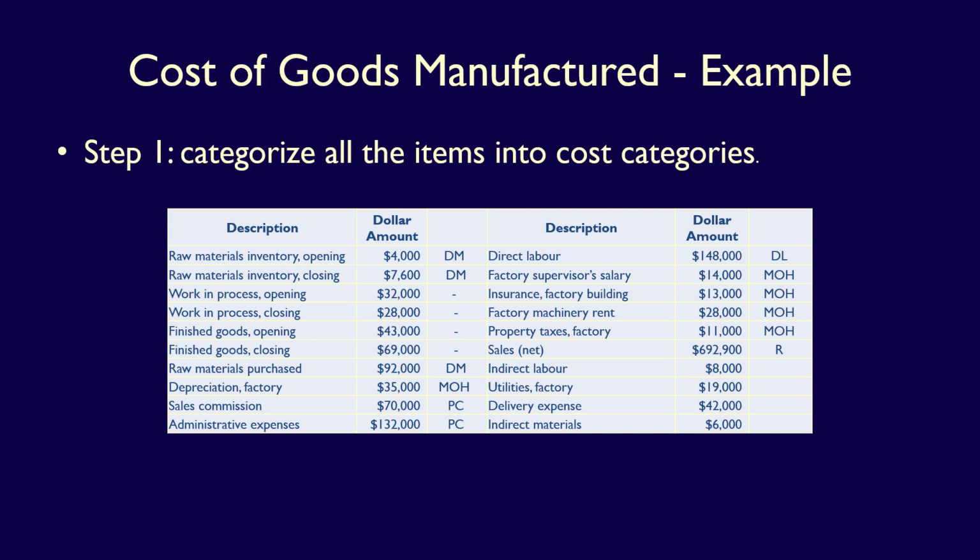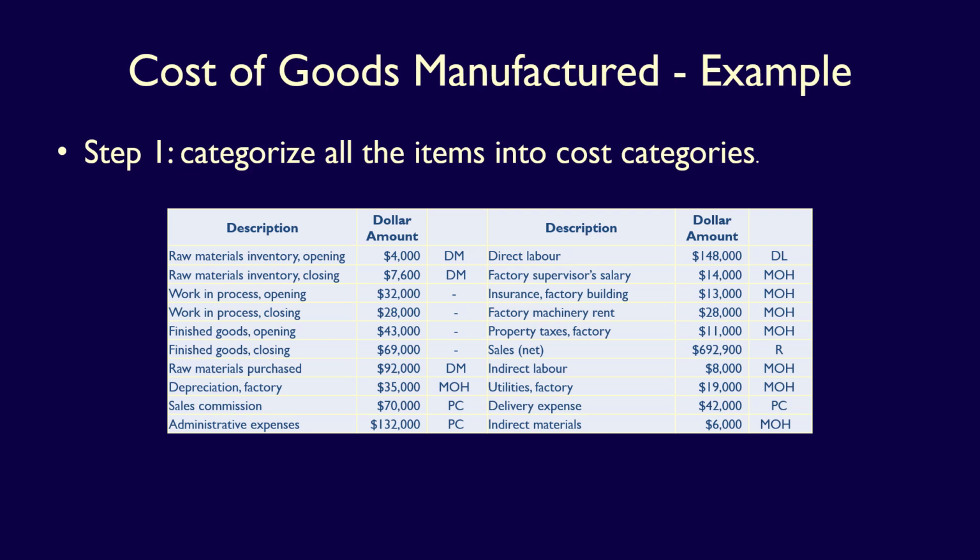Sales net is not a product cost or a period cost. In fact, it's a revenue on the income statement, so let's use R to denote it as revenue. Indirect labor is a product cost, but because it's indirect, it's part of manufacturing overhead, so MOH. Utilities factory is again a product cost, indirect, since it can't be traced directly, so part of manufacturing overhead, MOH. Delivery expense has nothing to do with production, but everything to do with sales. Therefore, it's a period cost, PC. Finally, indirect materials are indirect, part of the manufacturing overhead, denoted MOH.